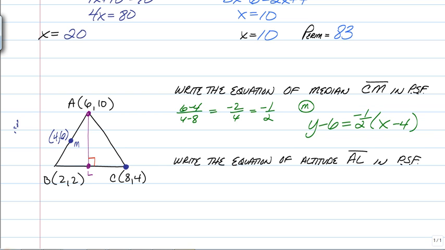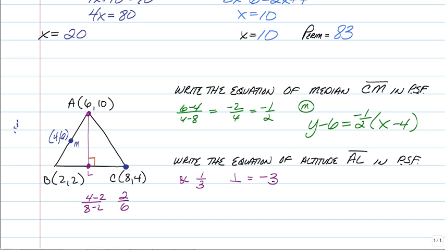So the first thing we need to do is find the slope of BC. So your slope would just be 4 minus 2 over 8 minus 2, which would give you 2 over 6, which is 1/3. Now that's the slope of BC. We need the slope of AL, which is perpendicular, so the slope of AL is going to be -3 because perpendicular slopes are opposite reciprocals.